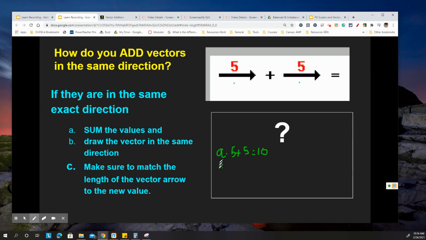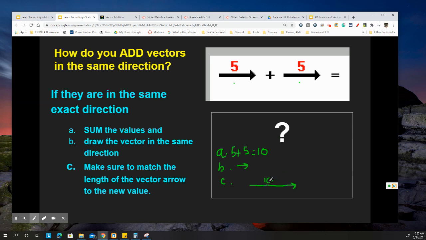B says you're going to draw the vector in the same direction. So my vectors 1 and 2 are right or east. And so that's the direction of my answer vector, my new resultant net force vector. And then C says make sure to match the length of your vector to the new value. So for C, my answer will be a vector to the right or east, but I need to make it twice as long because it's not 5 newtons now, it's 10 newtons.